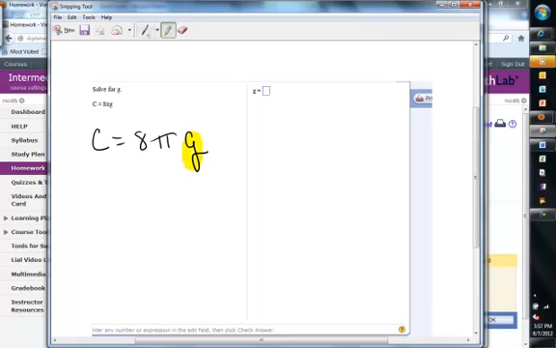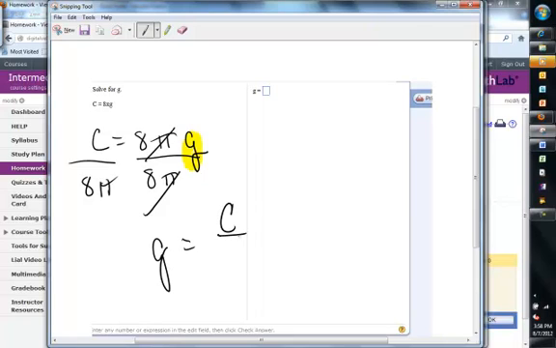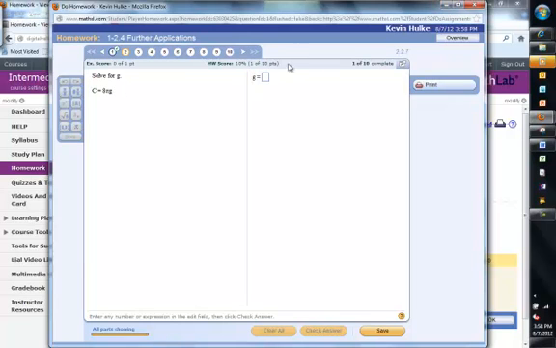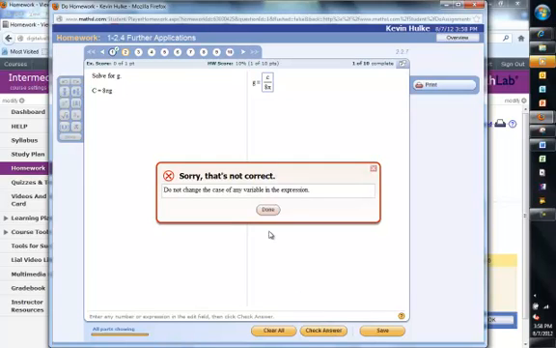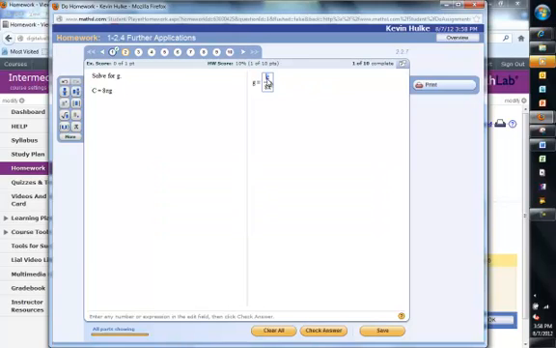Remember, the G is what we want to get all alone. So let's divide both sides by 8 pi. And we see G equals C over 8 pi. So we would write G equals fraction C over 8, and then you have to click the pi button. Oops. Oh, it's supposed to be capital C. I didn't notice that. Capital C. There we go. All right.